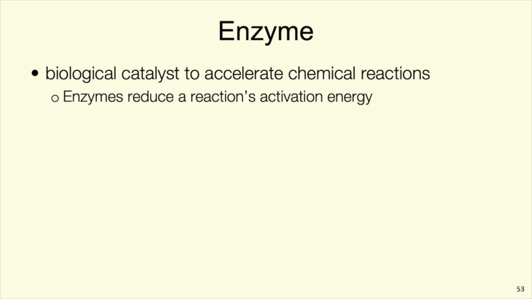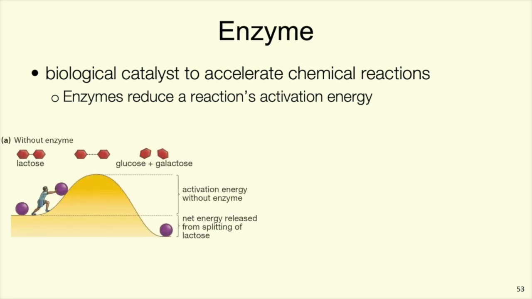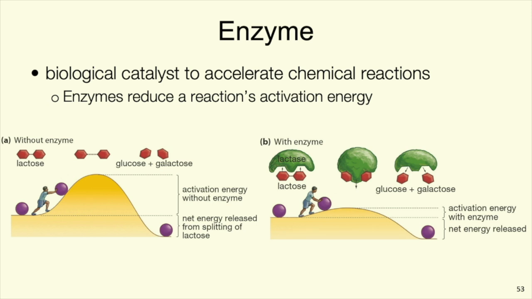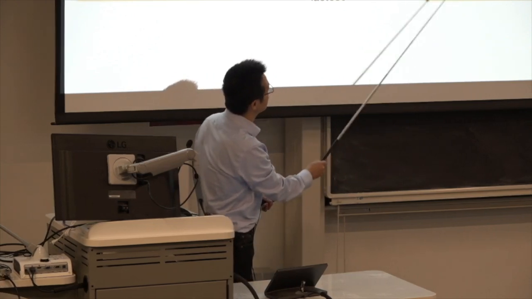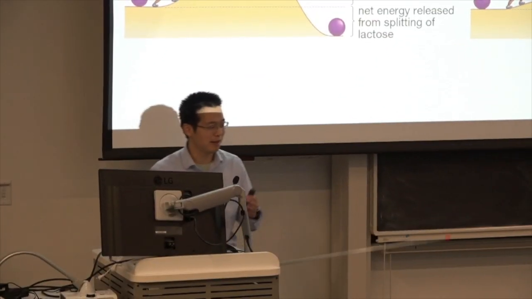So talking about enzymes, they are biological catalysts. They can accelerate chemical reactions. For example, you might be familiar with this particular enzyme. We have lactose, and this reaction gives glucose and galactose. With the enzyme lactase, with the help of this one, we can better accelerate this reaction, because this enzyme actually reduces the energy needed to make the reaction happen.